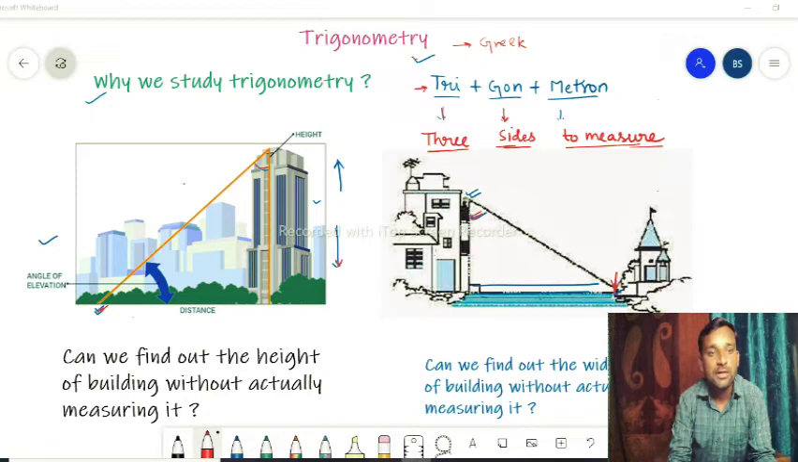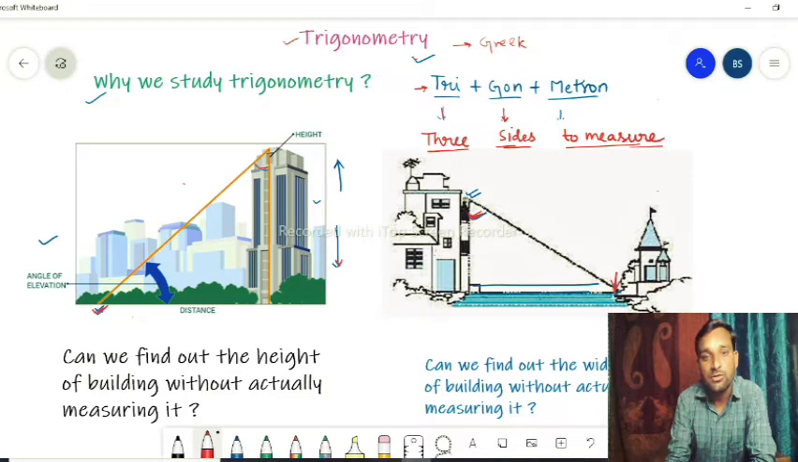So the first question that arises in our mind is why we study trigonometry. To answer this, I have taken two examples. As you see in the figure, there is a building. Suppose we are standing somewhere near the building and we want to find out the height of the building without actual measurement. And in the second example, as you see in the figure, suppose we are sitting here in the balcony of this house and there is a flower pot on the stair of this temple. We have to find out the width of this river. So all of these problems can be resolved using trigonometry.